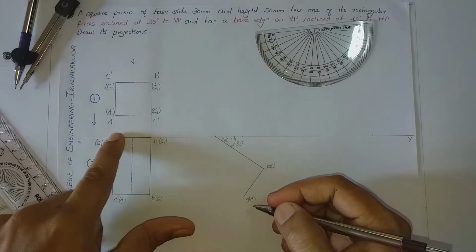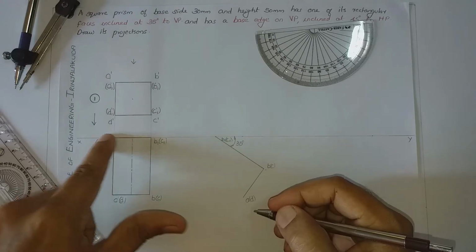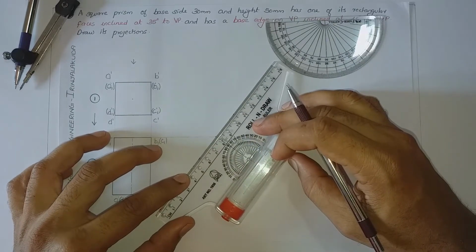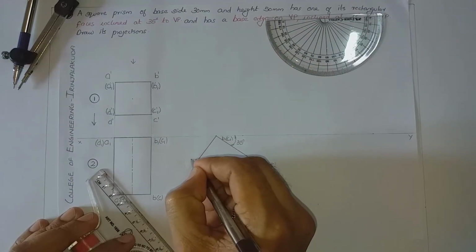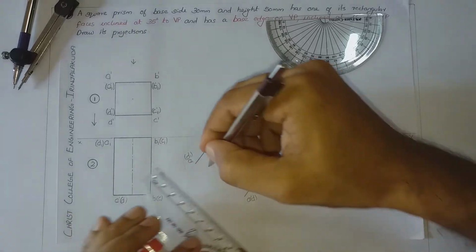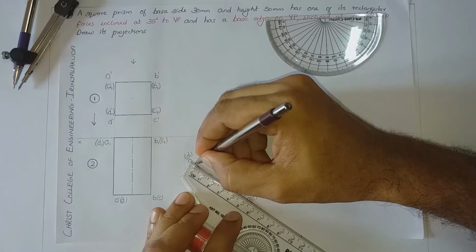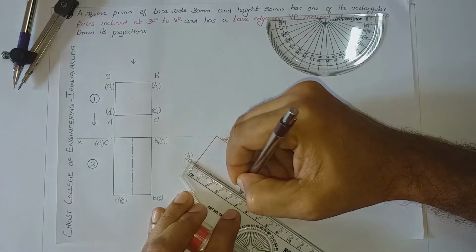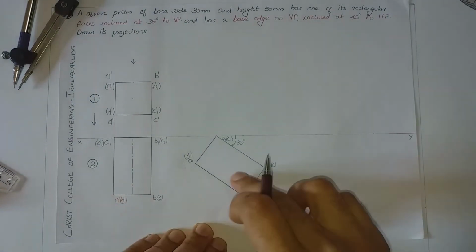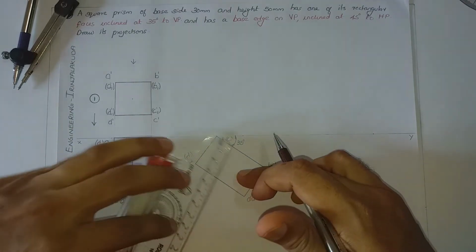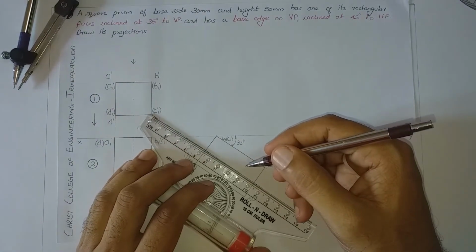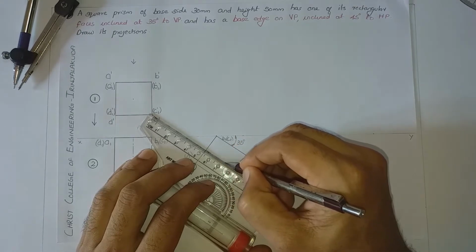And this side and this side also, they are perpendicular to each other. The length of this side is 30 mm. This is A1, D1. Okay, I shall draw the axis also to this diagram. It is located at the center of the diagram. Chain line.